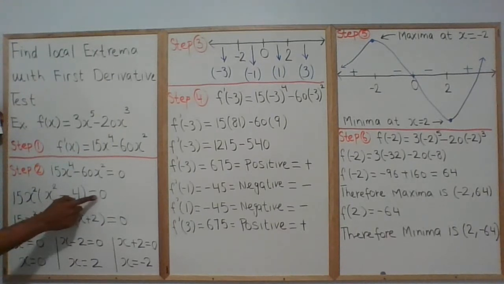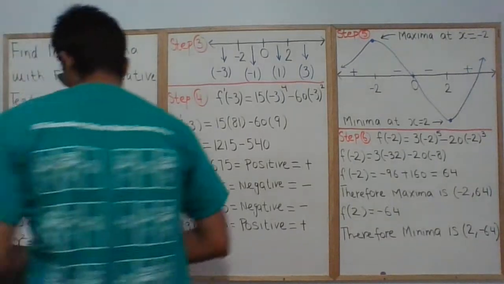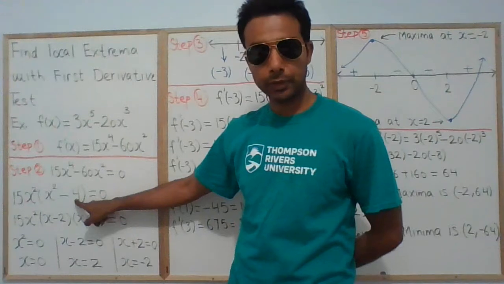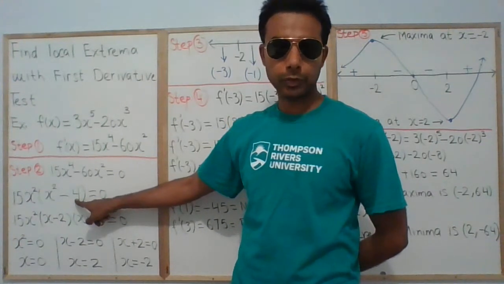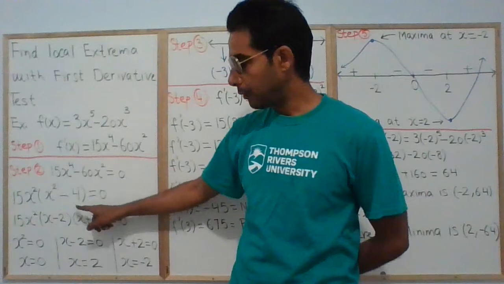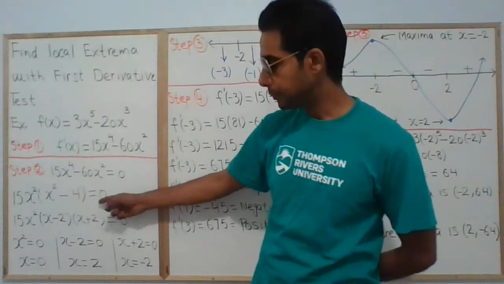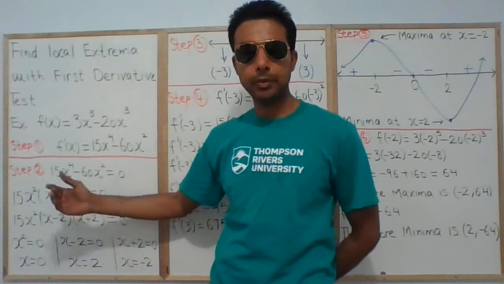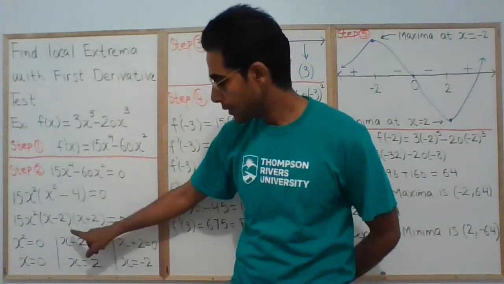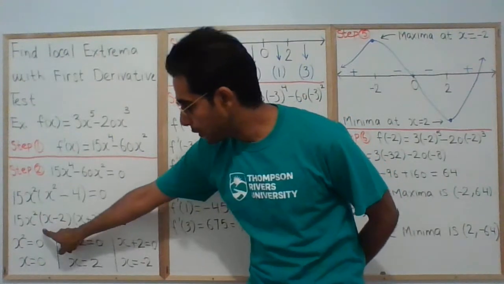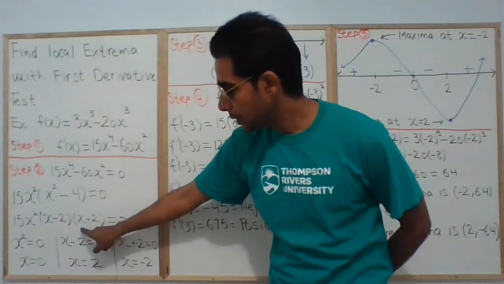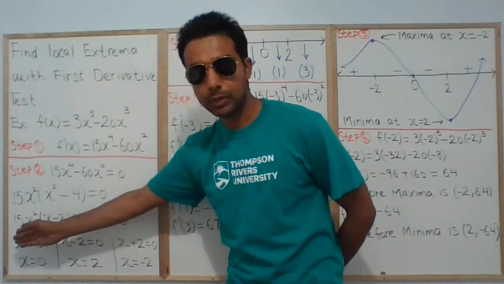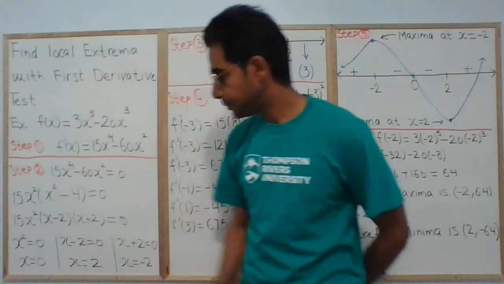Put brackets around them, equal to 0. Then x squared minus 4 can be factored further. It is a difference of squares. I have explained it in another video, how you would factor an expression like this. You can watch that if you do not remember this. x squared minus 4 will be factored into x minus 2 times x plus 2. 15x squared is sitting outside the brackets there.